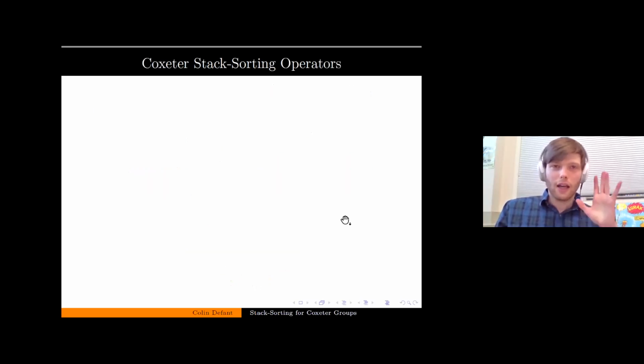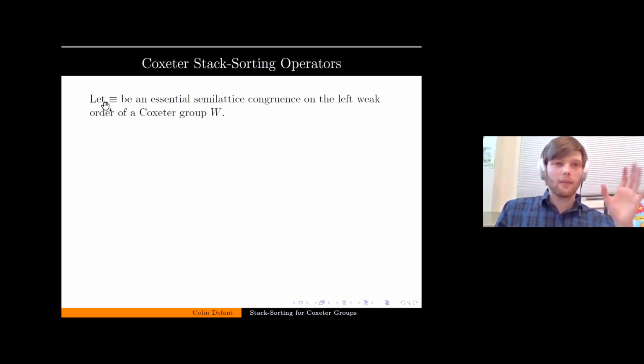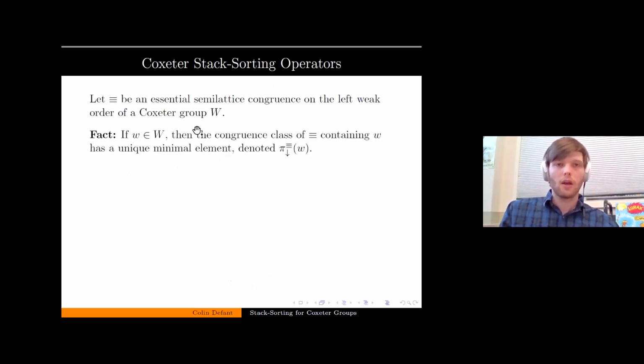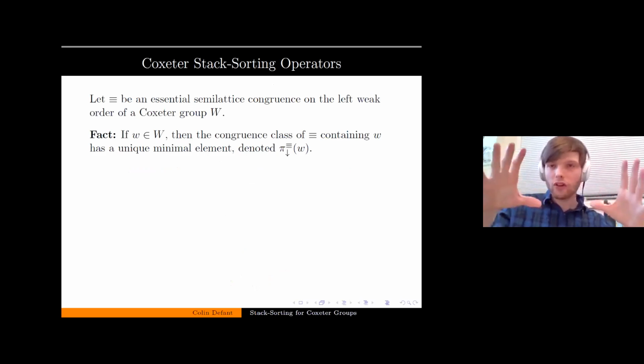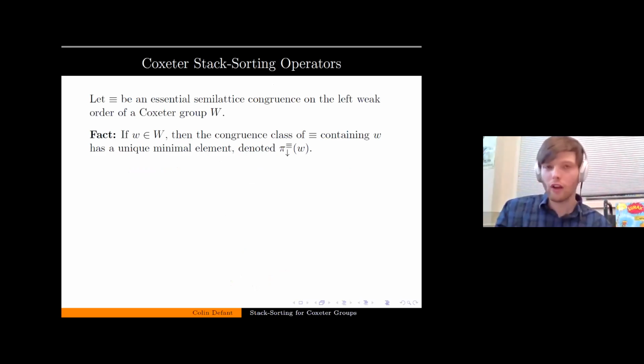Okay, so now I can finally tell you about this Coxeter stack sorting stuff. I'm going to let this equiv symbol here be an essential semi-lattice congruence on the left weak order of some Coxeter group W. A basic fact which follows from just the definitions that I've given is that if you take any element of your Coxeter group, it is going to lie in some congruence class, just obviously. And then the fact is that this congruence class will have a unique minimal element, which I'll denote by pi down equiv of W. So think of this as the downward projection of W onto the minimal element of its congruence class.